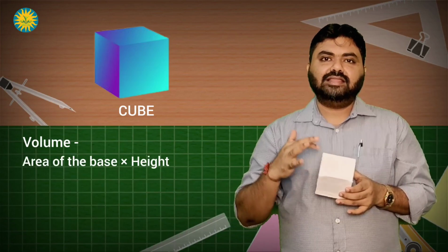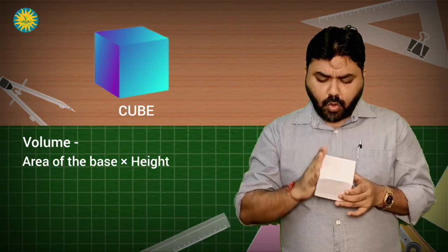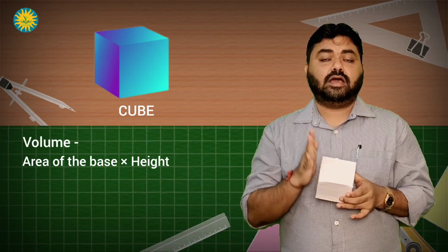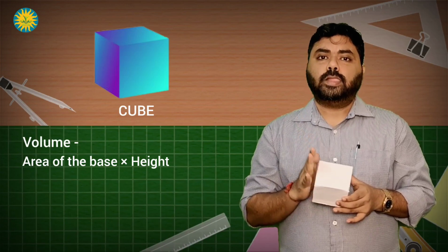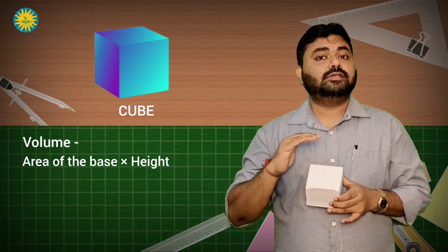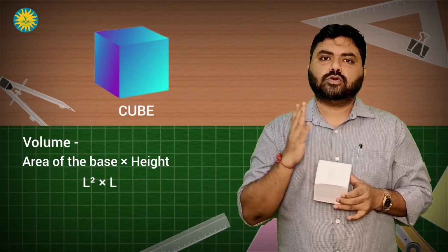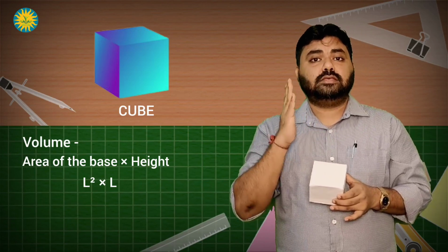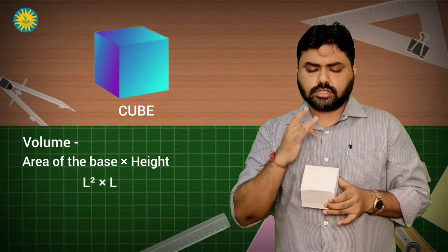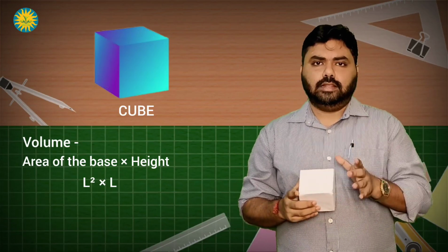Therefore, the length, breadth and height, all the dimensions of this cube are the same, as they are all squares. Therefore, the area of the base of this cube will be L square. That is, the length is also the side, the breadth is also the side, as well as the height is also the side. That means we consider each side as L.